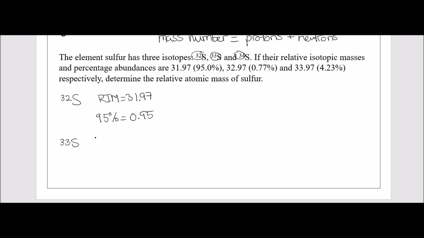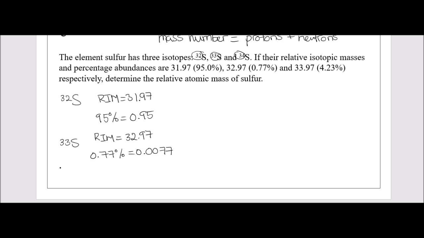So for sulfur 33, the relative isotopic mass is 32.97, and the percentage abundance is 0.77%, which is the same as 0.0077. So if you want to know how to go from the percentages to decimals, all you need to do is to divide the percentage by 100, which is where the percentage comes from.